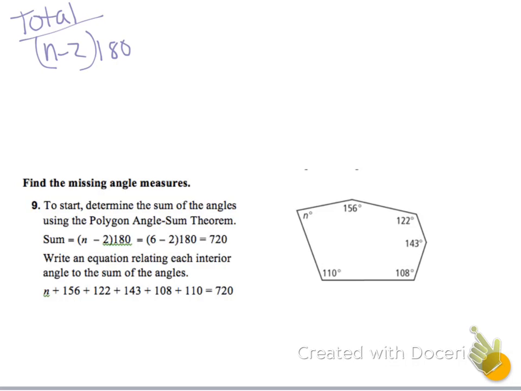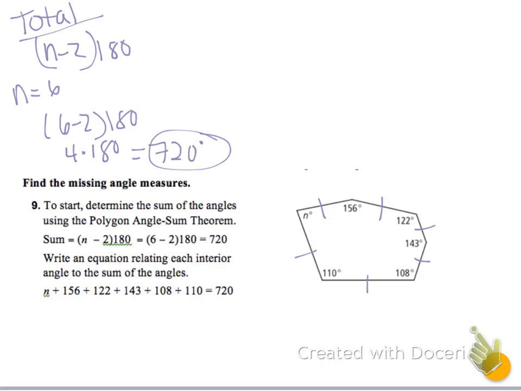So figure out the sides. There are 1, 2, 3, 4, 5, 6 sides, so my n is 6. So 6 minus 2 times 180. I do 6 minus 2 to get 4. 4 times 180 is 720 degrees. So I have 720 degrees to share between all of these angles.